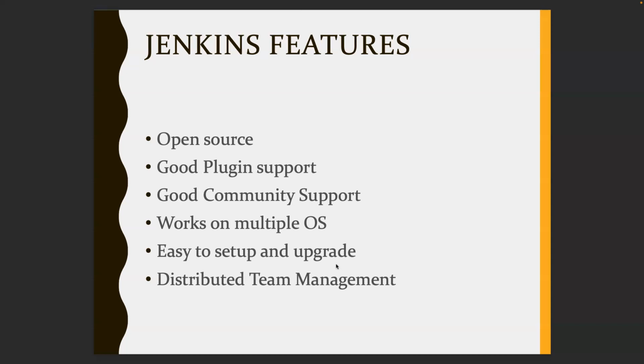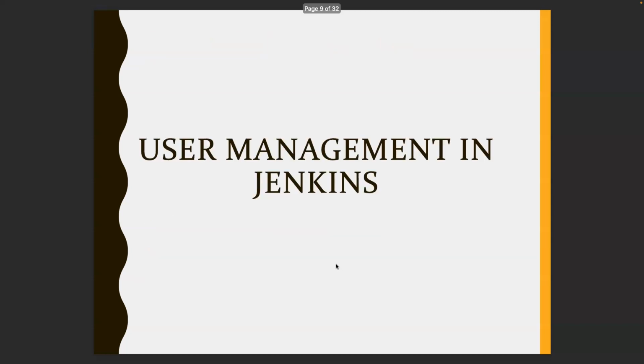Easy to set up. It's very simple to set up and upgrade. Distributed team management. Distributed team management means if you have a DevOps team, right? Let's say you have a DevOps team of 6 people. You can restrict their access. You can have access controls. You can provide their access with restrictions. All of that is possible. Good user management is possible, that's what is distributed. We'll see all of those things, right? Those are some of the features of Jenkins which make it so famous.